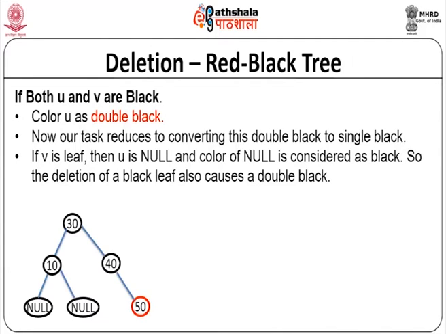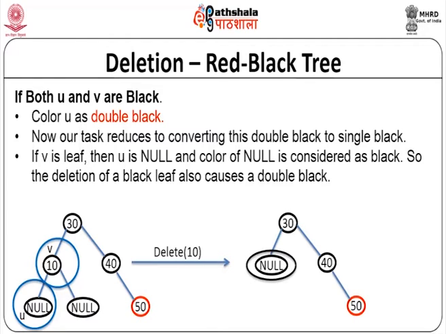So, let us take this case. Now, what we are doing is we want to delete V, which is 10. Now, V is a leaf, U is null and the color of null is black. So, the deletion of the black leaf V causes a double black. So, you delete 10, and this null gets a double black. You would have thought null does not come into the picture, but null gets a double black. So, this is the first case. This is what is called a double black.